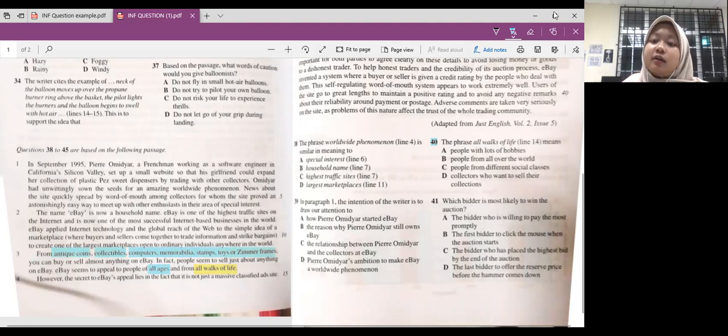Okay, now back to the answer options. People with lots of hobbies, people from all over the world, people from different social classes, collectors who want to sell their collections. Look at answer option A, it is about hobbies. However, I could not find any words that talk about hobbies in paragraph 3. So I can eliminate that answer.